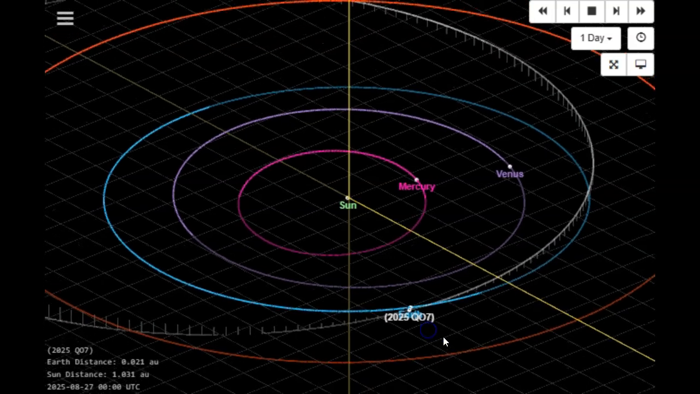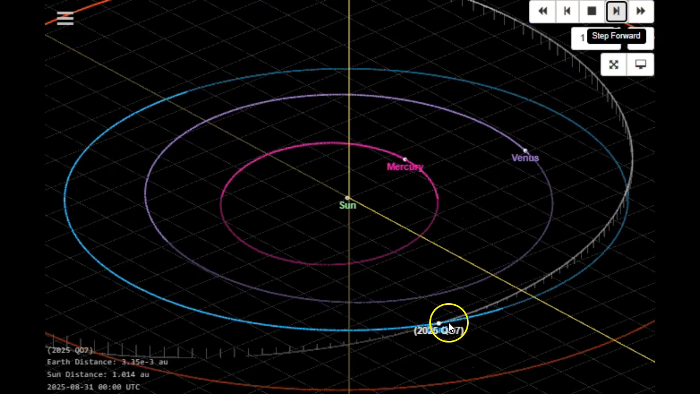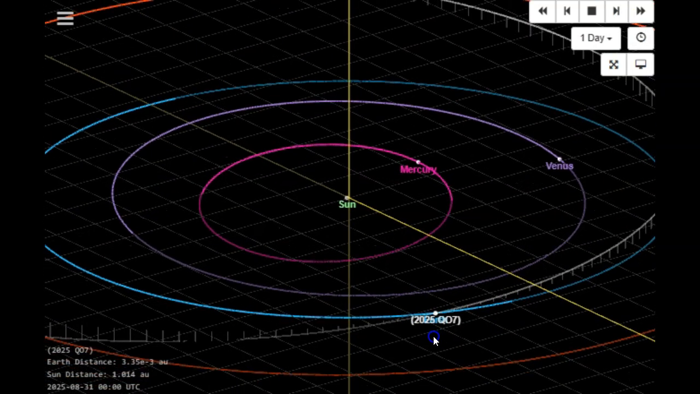Now, what I will do is I will advance a day or two to the 31st. There is the 28th, 29th, 30th, and the 31st. And it is right on top of Earth, as you can see. Going to be a close shave, folks.